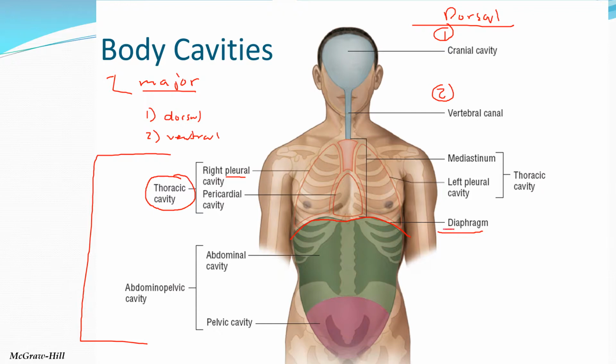Below the diaphragm, so this is actual physical barrier, you have the abdominopelvic. However, there isn't a real dividing thing here. It's just this is inside the hip. So if you're inside the hip bone, then you're the pelvic cavity. Everything else, abdominal cavity. So if you see major, it's just dorsal or ventral. Dorsal cavity, there's only the brain case and the spine case. Everything else, ventral cavity.